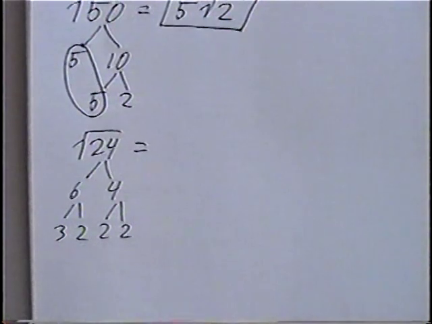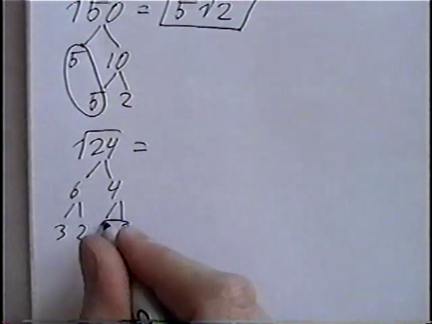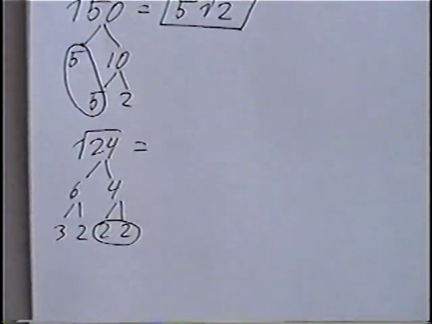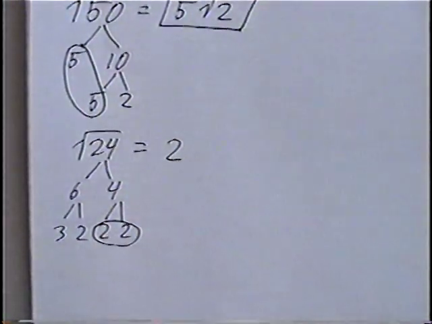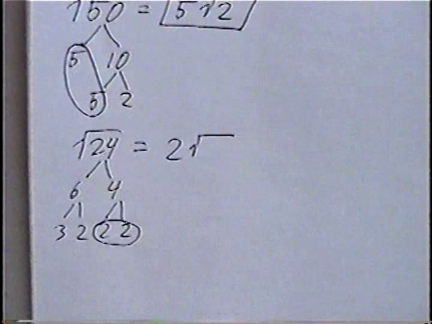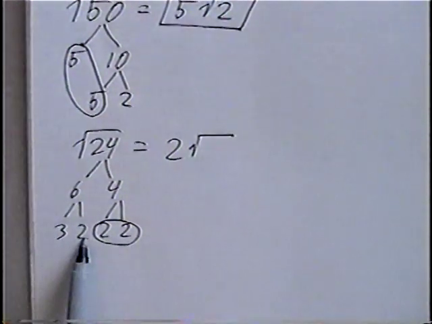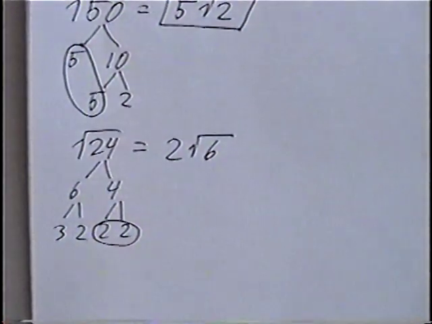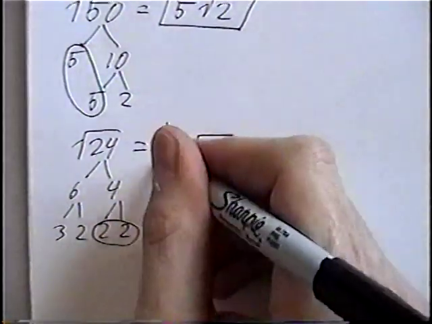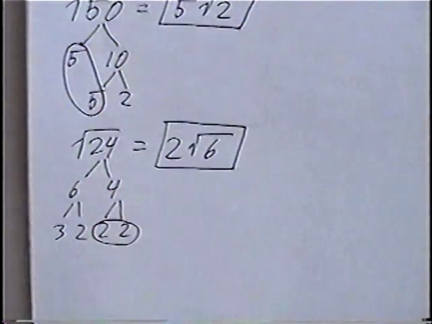You want to circle your pairs of numbers. We have 3 2's, but circling pairs means we'll only circle 2 of them. So our first number would be 2. Then we'd have the radical sign. We have 2 numbers left over that don't have pairs. What we can do is multiply those together, 3 times 2, and put that inside a radical, which would be 6. So our final answer would be 2 radical 6.